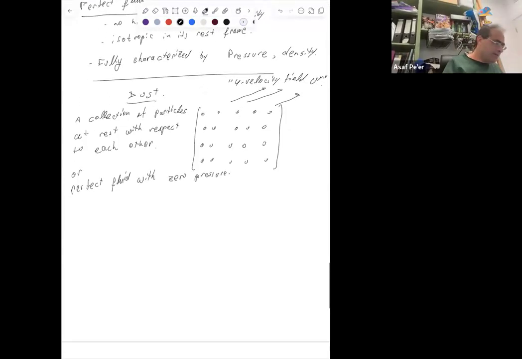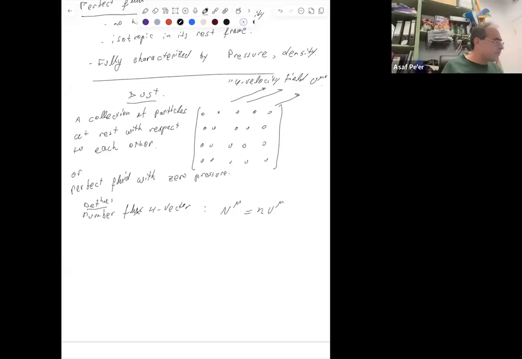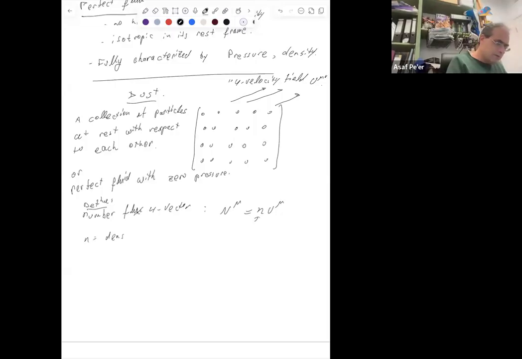So now I can define what's called the number flux 4-vector. N mu, this is n u mu. n is, of course, the density. n is the density of particles in the rest frame.